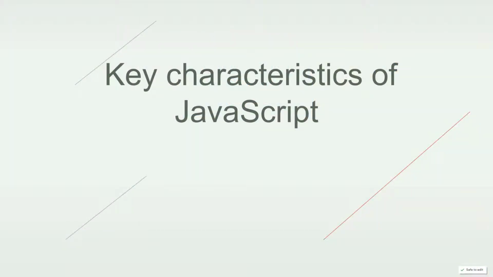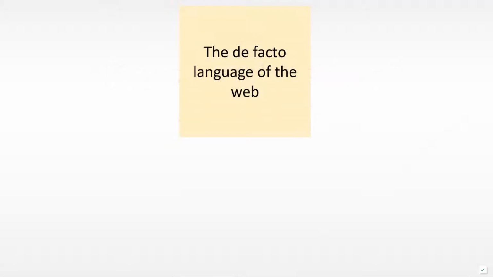What are the key characteristics of JavaScript? If you want to look at the language from a bird's eye view, looking at the forest rather than the individual trees, we can think of JavaScript as the de facto language of the web. This is probably the thing that makes JavaScript the most special. If you're doing almost anything web-based, it would not be long before you would realize that this is a language that you would have to learn and you would have to master.